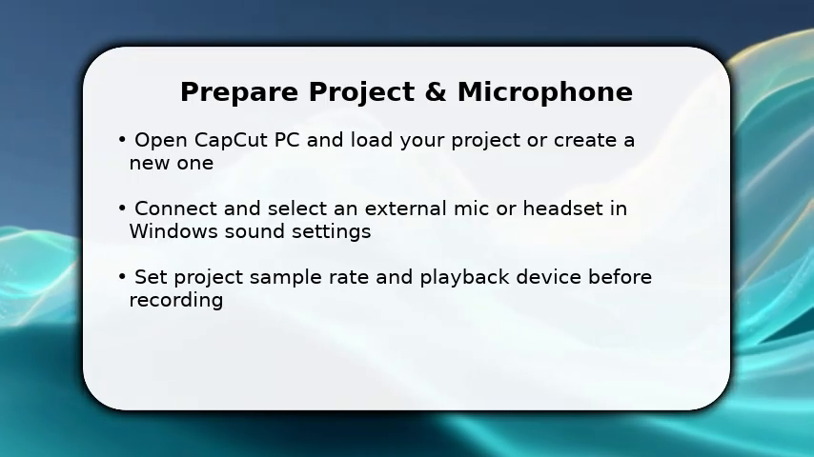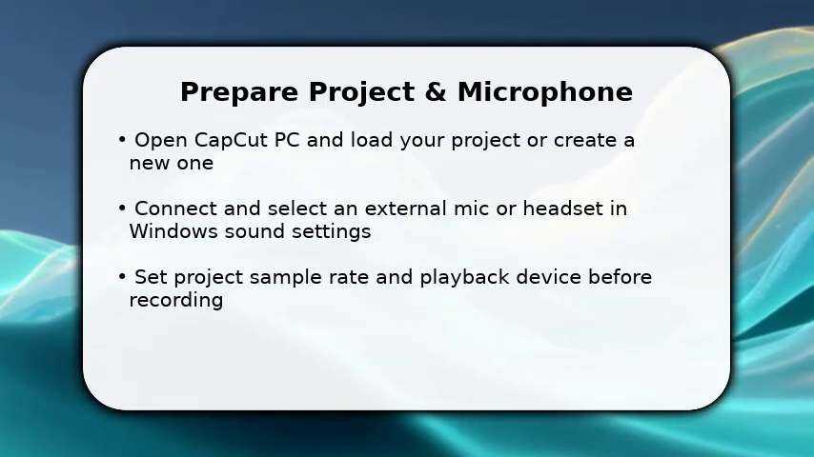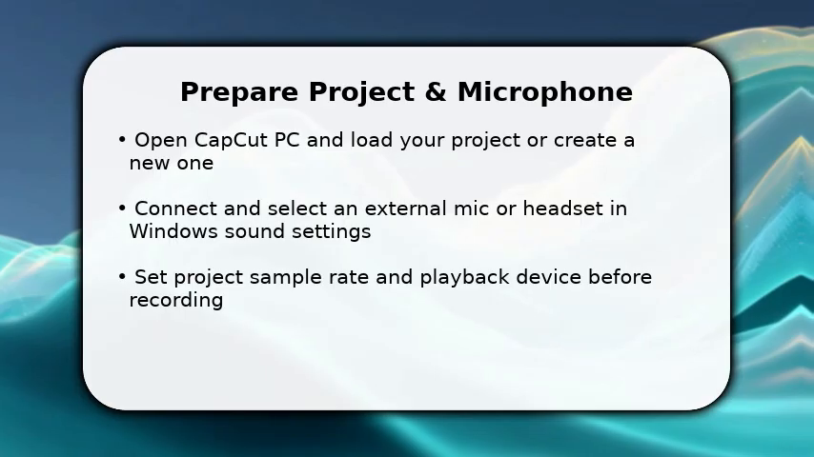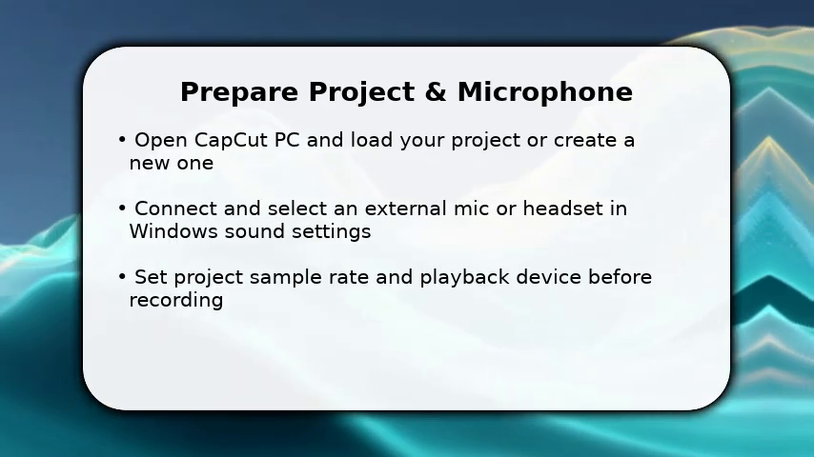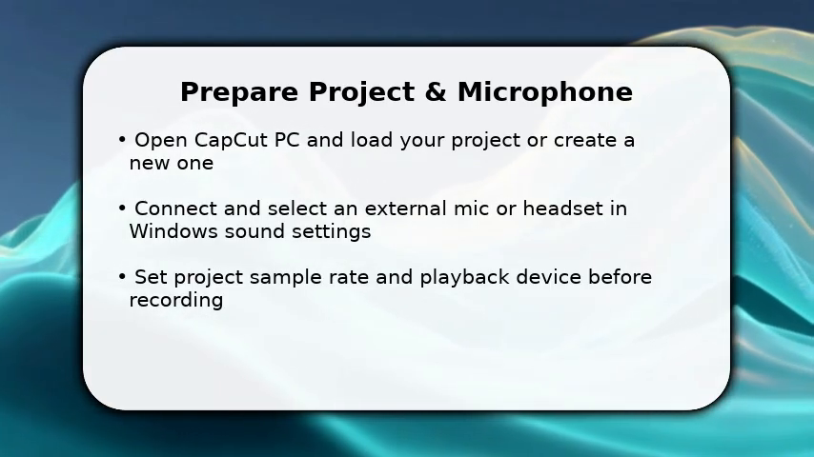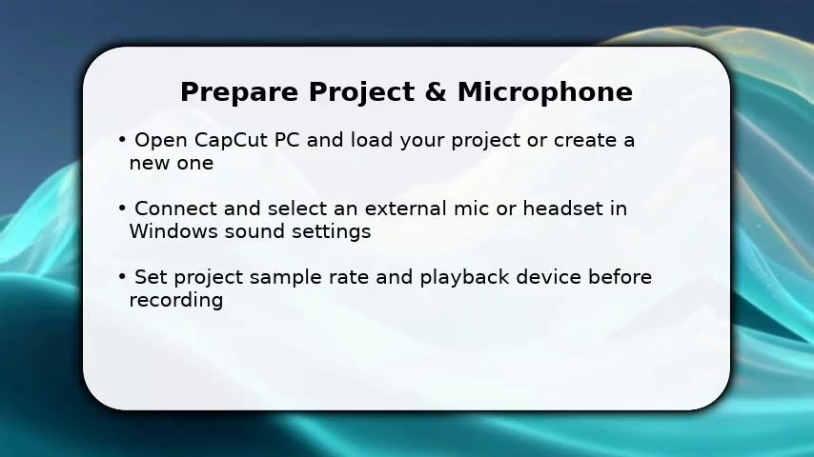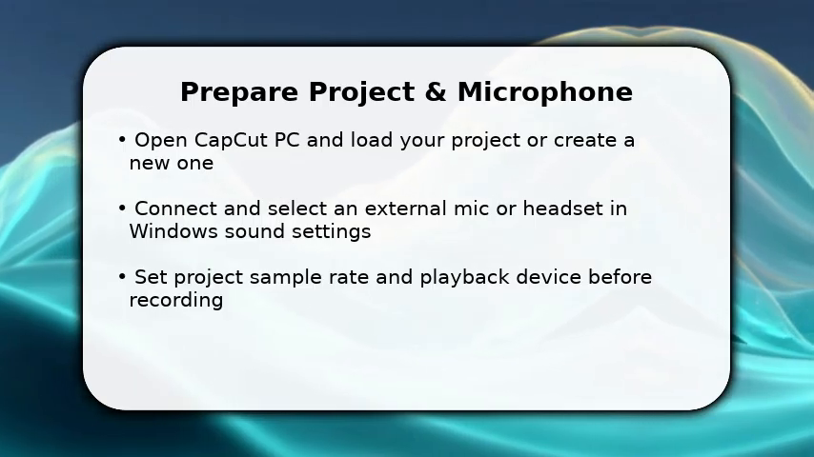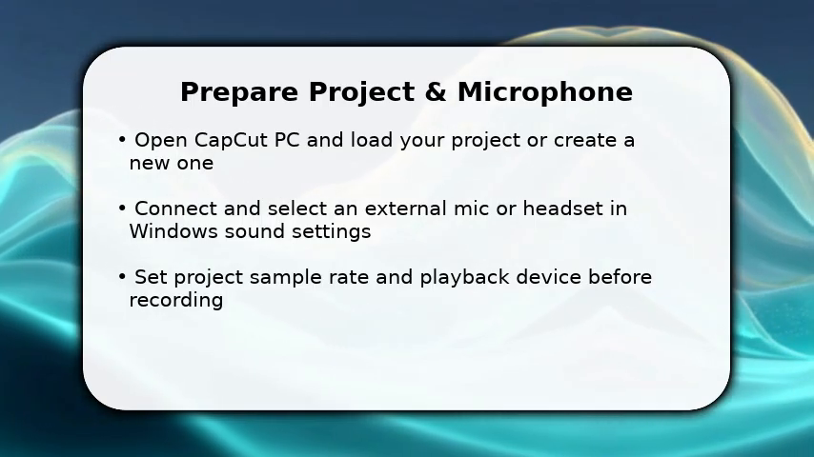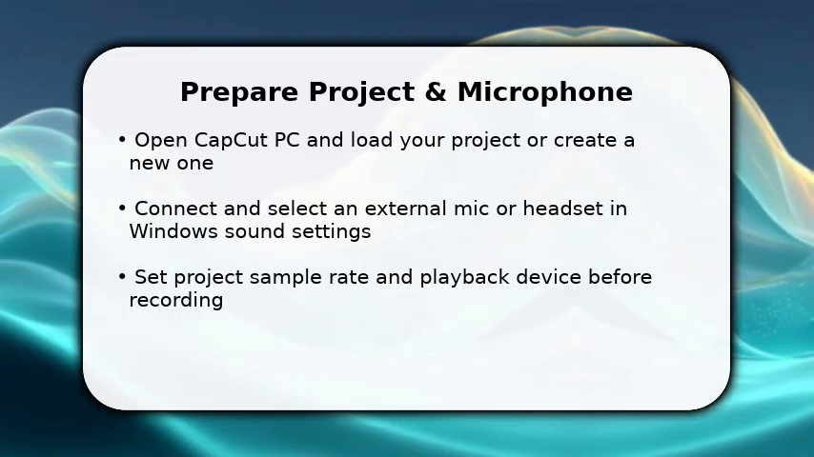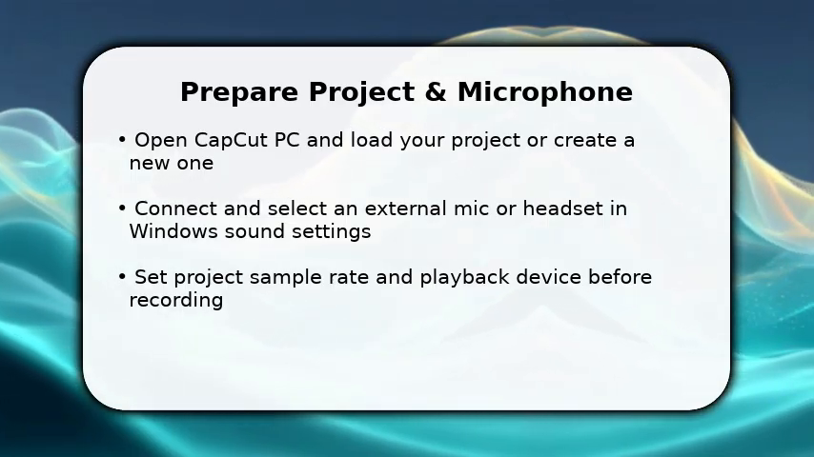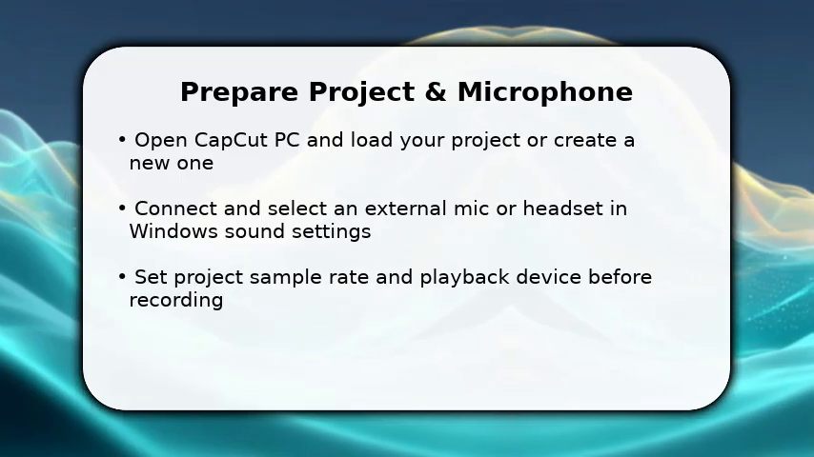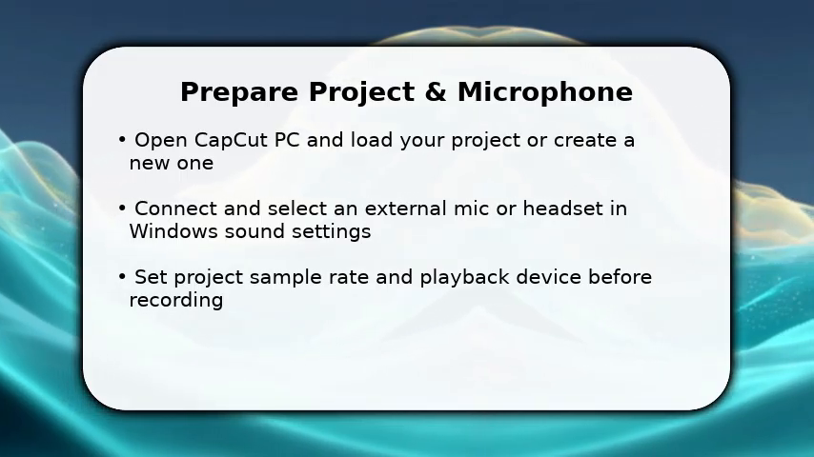First, open Capcut on your PC and import the clip or timeline you'll narrate. Then make sure your microphone is connected and set as the default recording device in Windows. This avoids input switching mid-take. In Capcut, check project audio settings so sample rates match your mic. Once done, position the playhead where you want to start and arm the audio track. That gets you from setup to the first actionable recording step without delay.